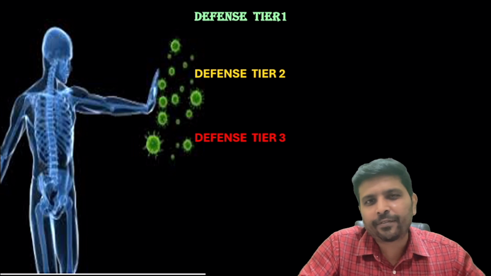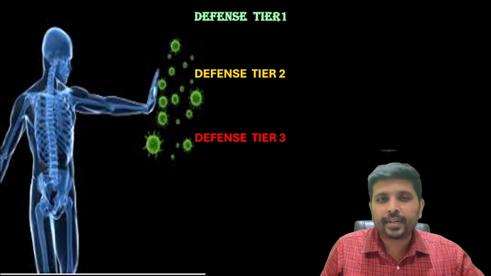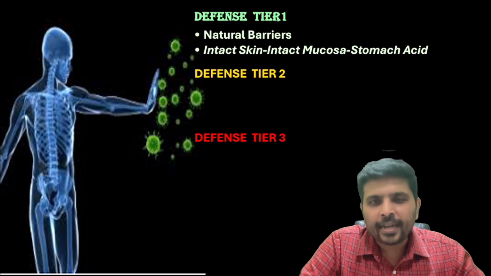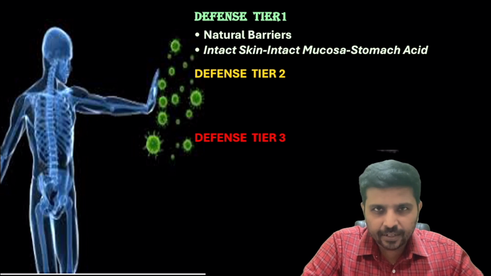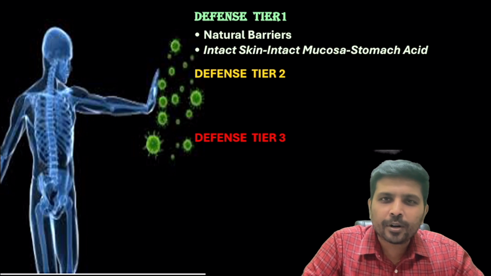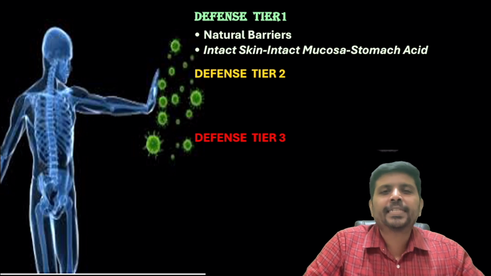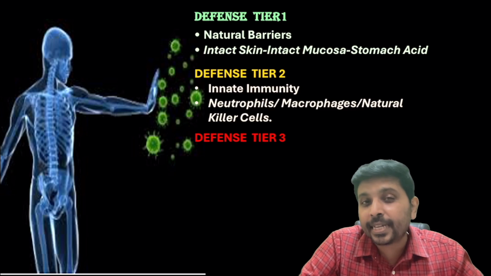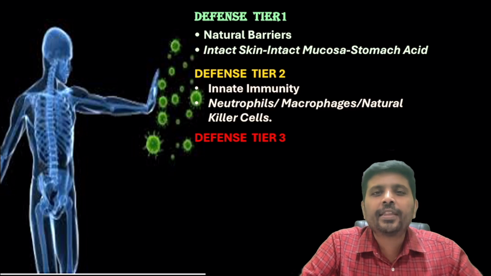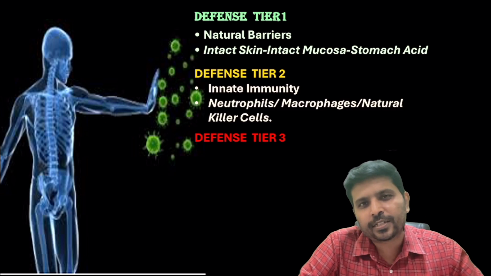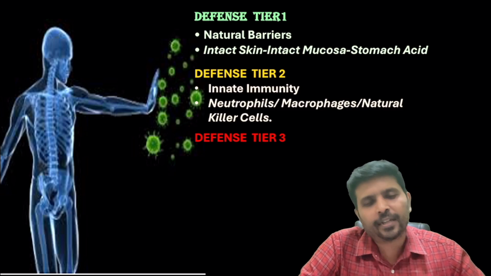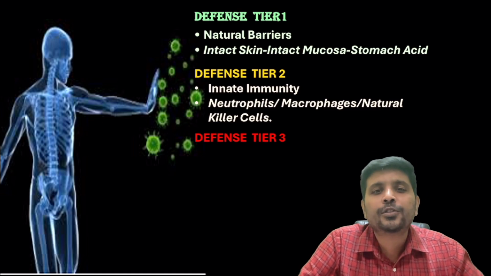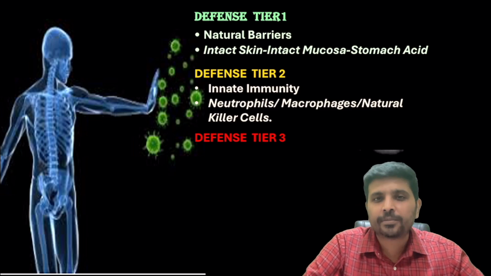What is this three-tier defense mechanism? Defense 1, or tier 1: your natural barriers such as intact skin, intact mucosa, and stomach acid. When a microorganism is able to surpass tier 1, then comes tier 2. What is this tier 2? It is nothing but your innate immunity, with the help of its army men such as macrophages, natural killer cells, and neutrophils.